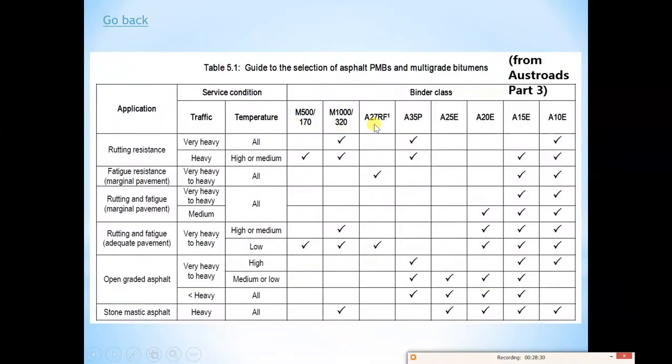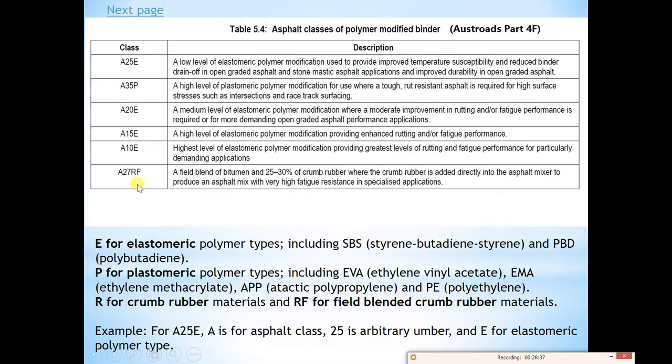So we have R, and later on they have P. This is typically for the polymer modified binder. We don't have that for the single grade or the multi-grade binder, only for polymer, which shows the different types, like A25E. A is for the asphaltic class A, 25 is just an arbitrary number, and E is for the elastomeric polymer type. So we have different types, E or others, and R, I think, is the crumb rubber.